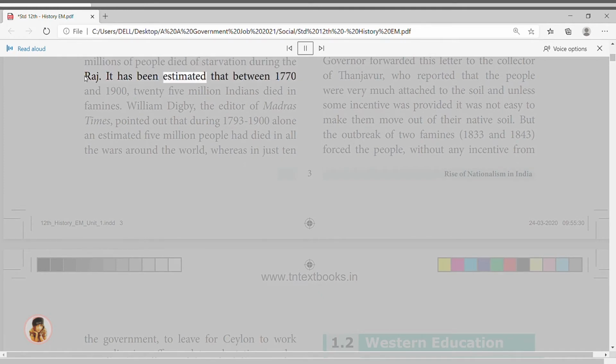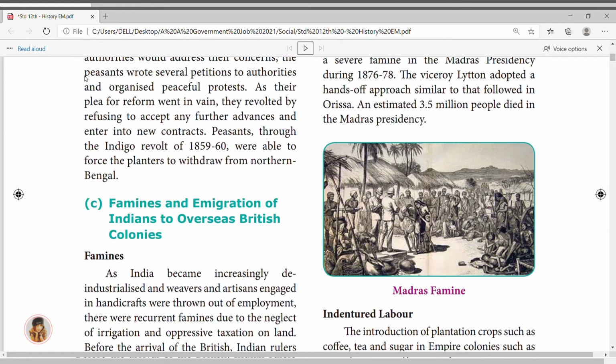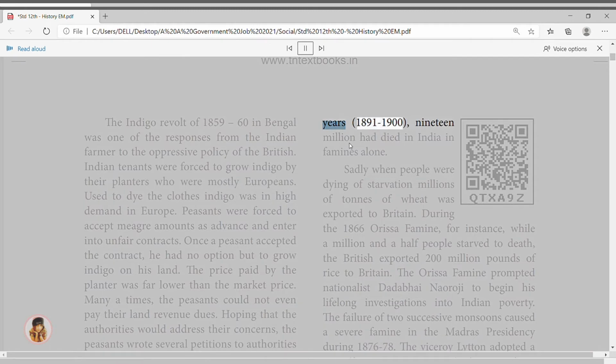It has been estimated that between 1770 and 1900, 25 million Indians died in famines. William Digby, the editor of Madras Times, pointed out that during 1793 to 1900 alone an estimated 5 million people had died in all the wars around the world, whereas in just 10 years, 1891 to 1900, 19 million had died in India in famines alone. Sadly, when people were dying of starvation, millions of tons of wheat was exported to Britain.